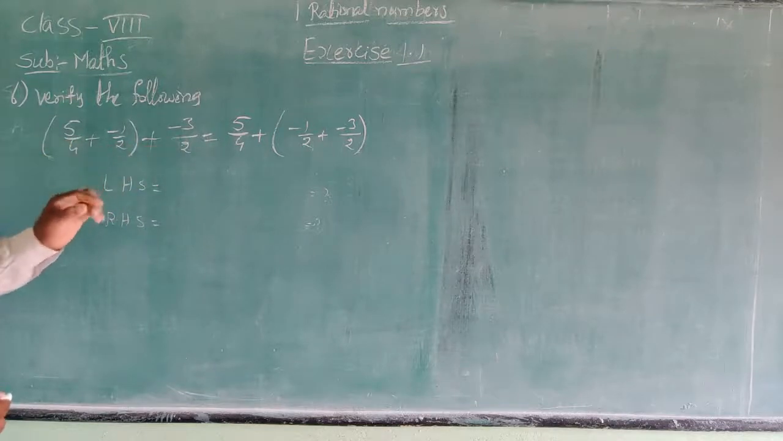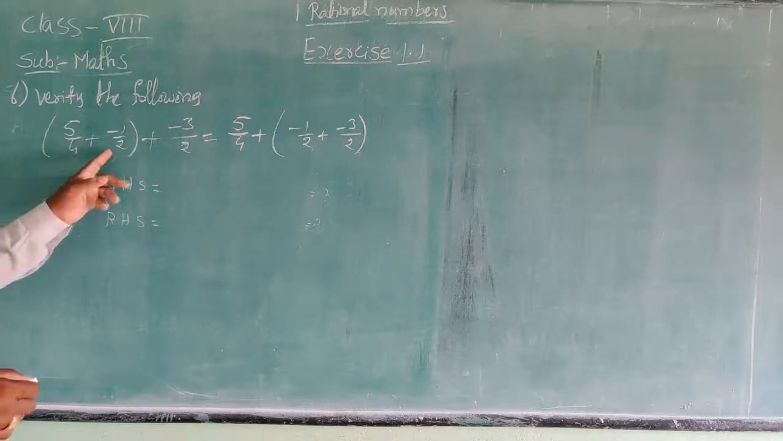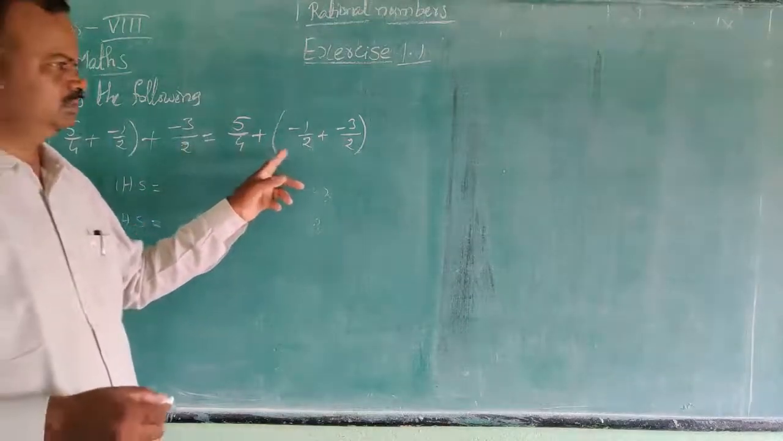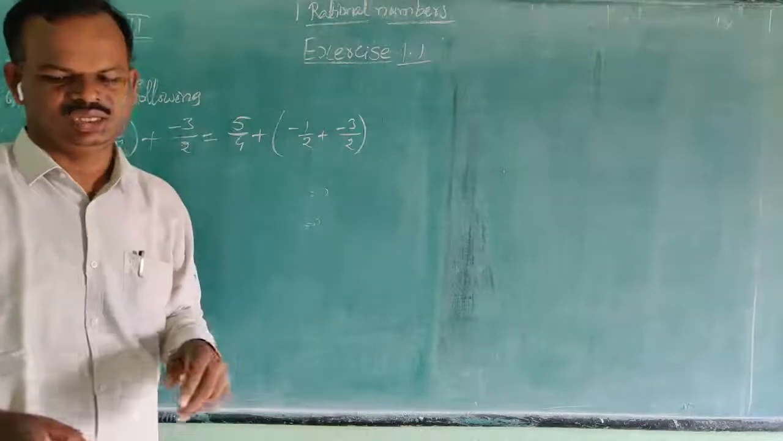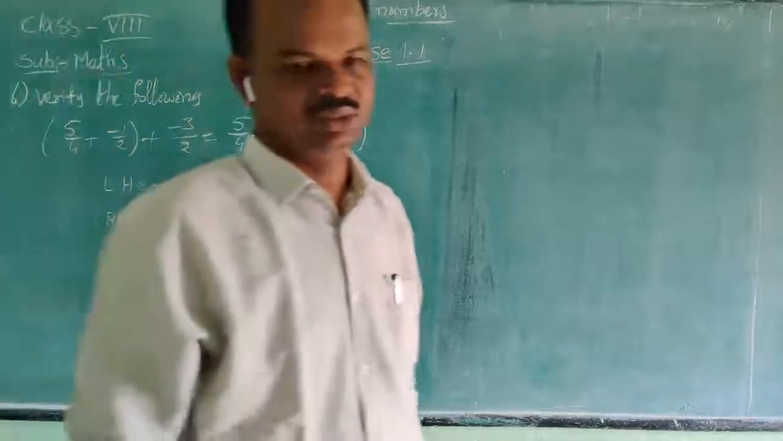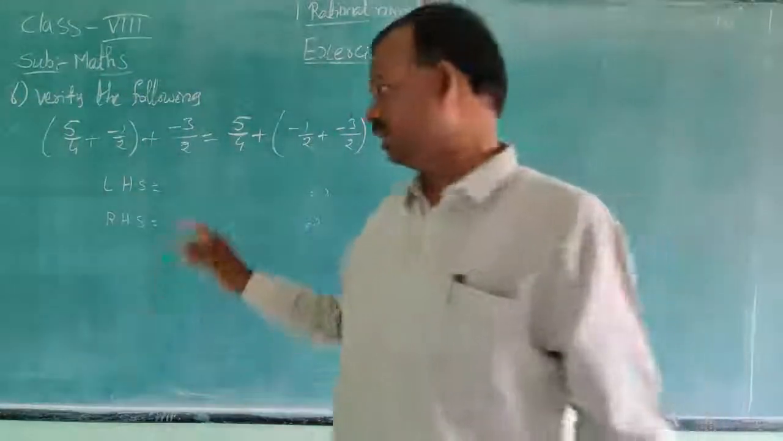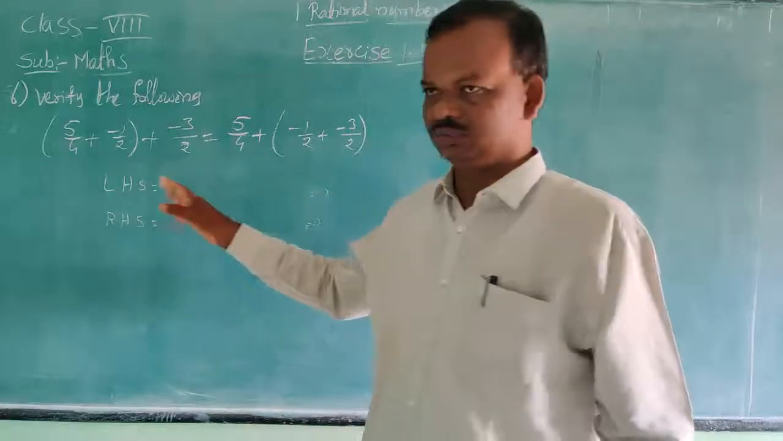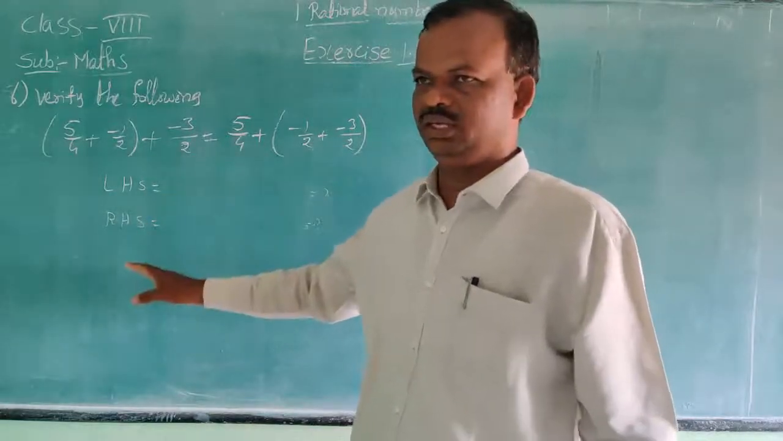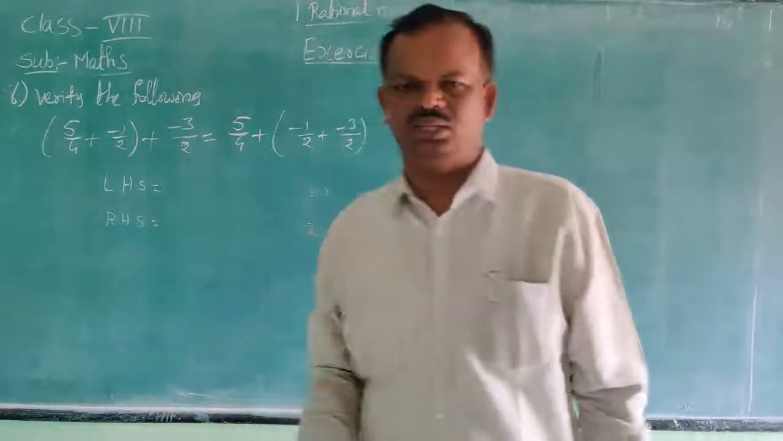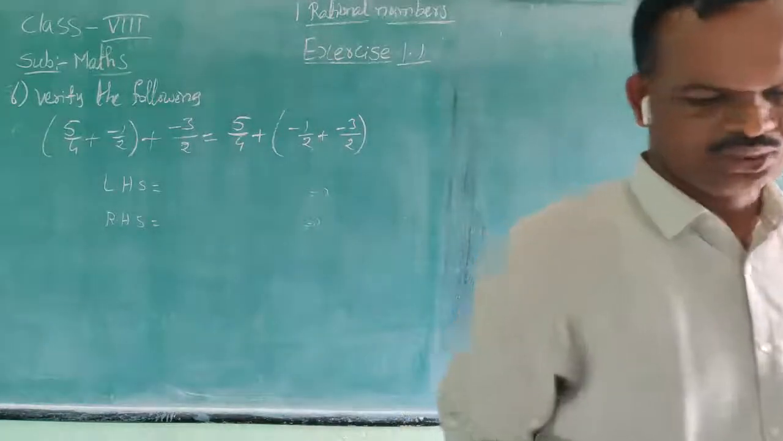Here which property is used? A plus B plus C is equal to A plus B plus C. It is the associative property. If they are equal, the last step is they are equal and they satisfy the associative property.